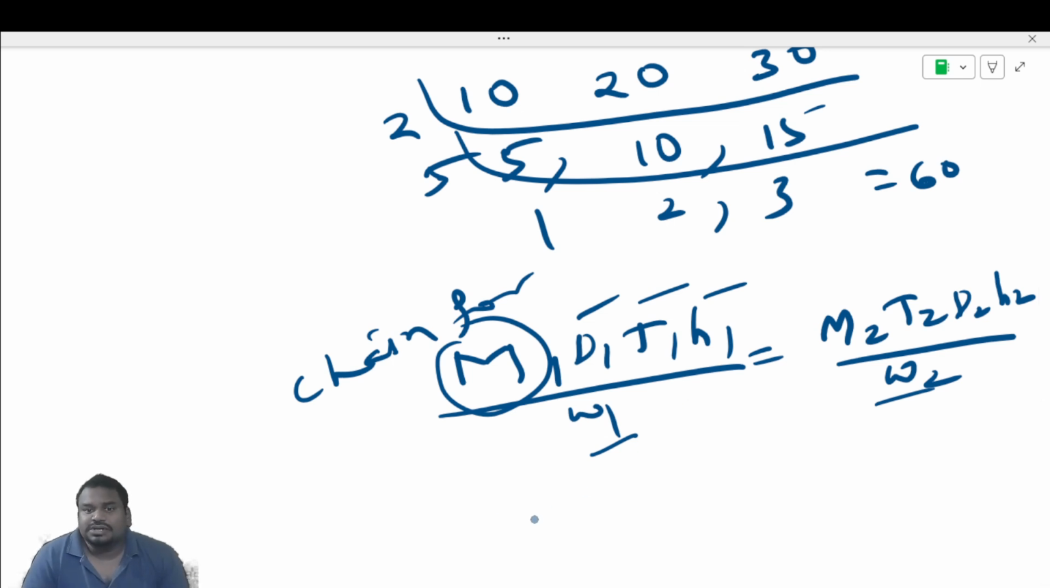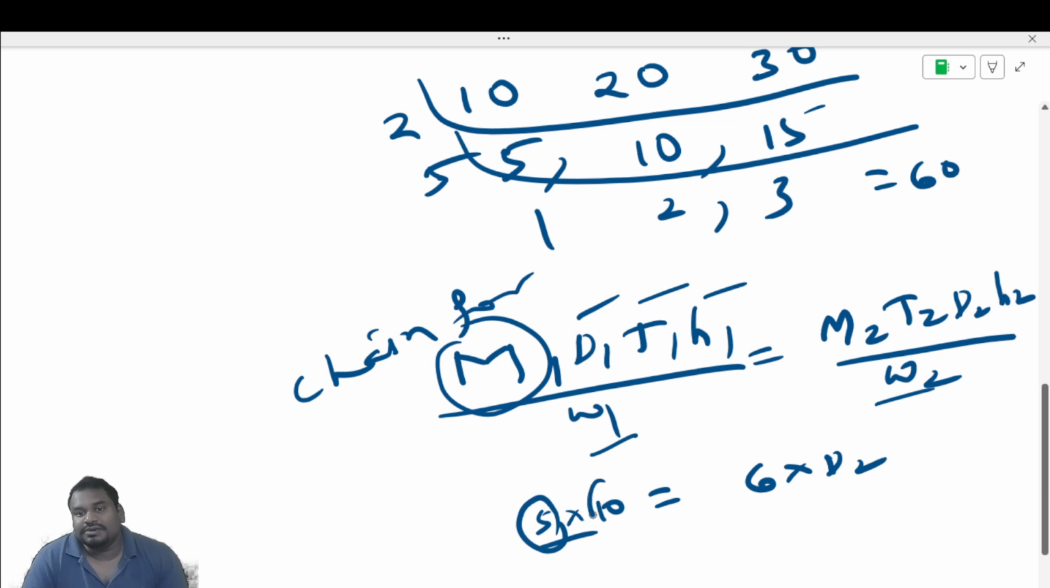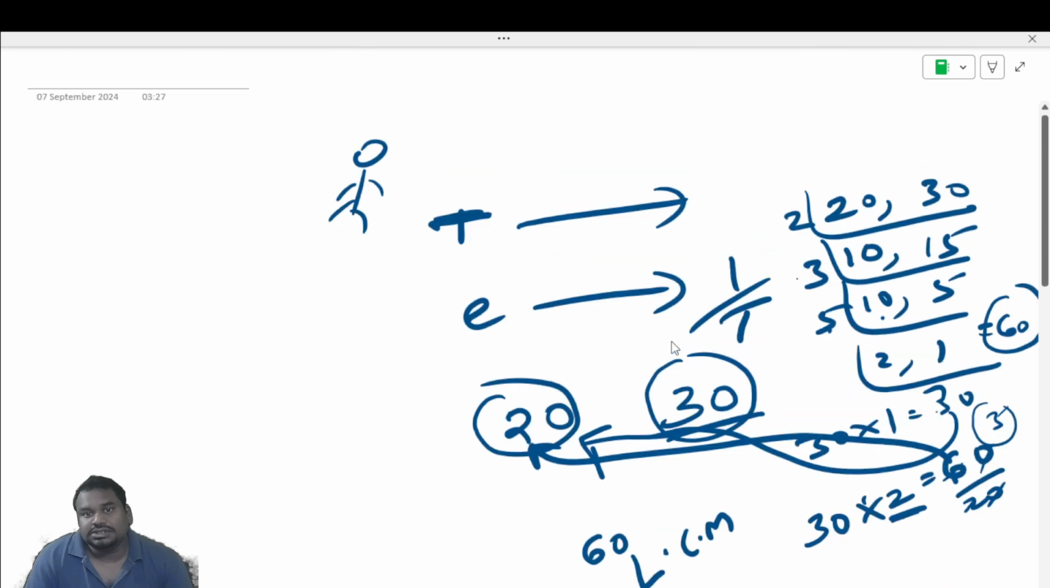For example, if 5 men can do a work in 10 days, then 6 men can do the work in how many days? If it is asked like that, then in place of M1 you put the number of men, and in place of D1 you put the number of days they take to finish the work. Then the number of people changed from 5 to 6, and how much time they take to finish the work. Depending on the parameters given, you substitute them in this formula and get the answer. So this is what we discussed so far.